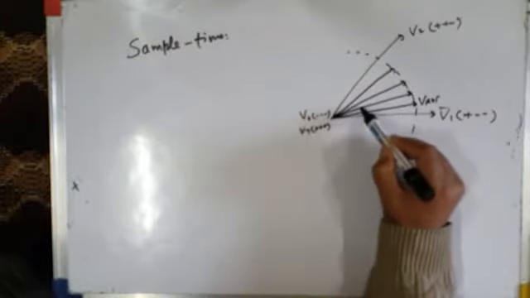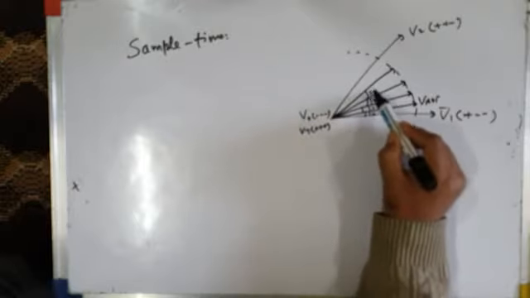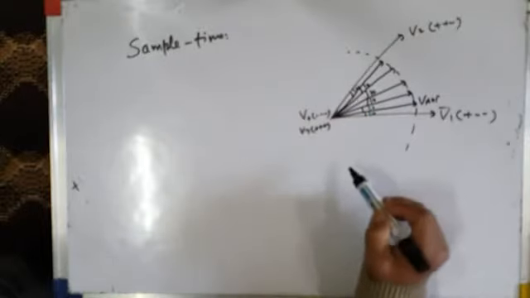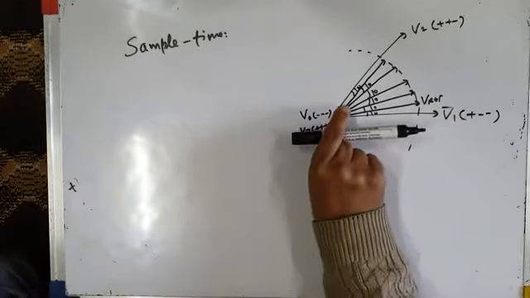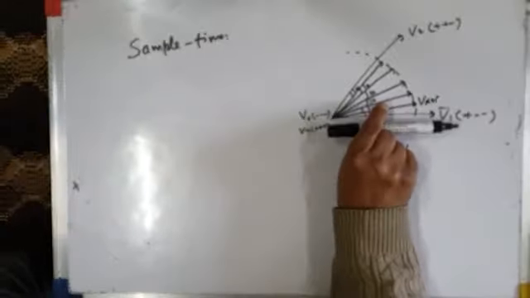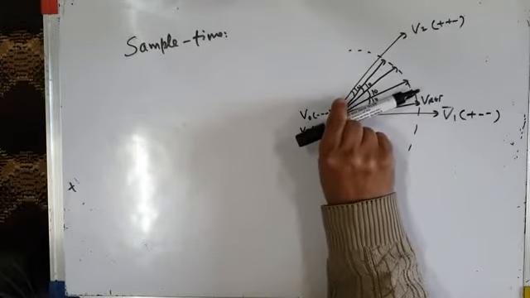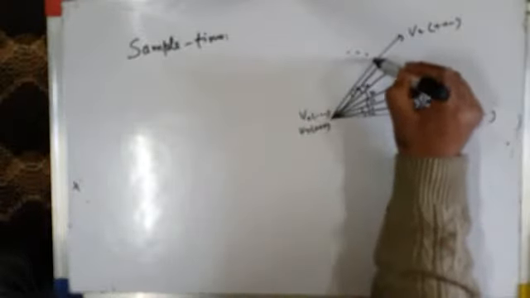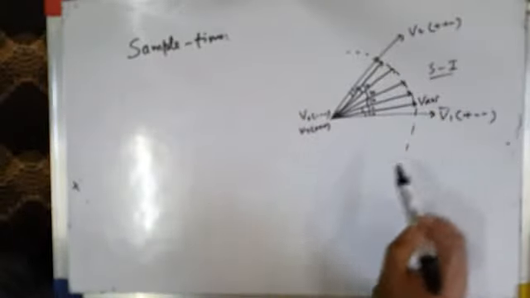Say for example, this is 10 degrees, 10 degrees, 10 degrees, 10 degrees, 10 degrees, and 10 degrees. So say earlier your reference vector was along V1. After 10 degrees, it's somewhere here. After another 10 degrees, it's here. After 10 degrees, it's here. After 10 degrees, it is here, till it completes this sector. This is your sector 1. It rotates in this sector.